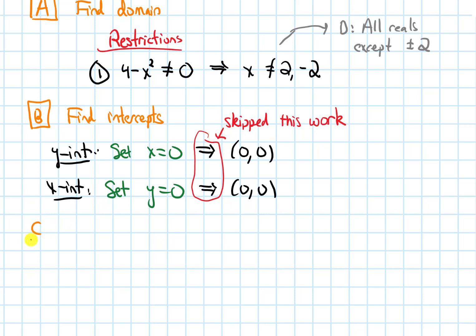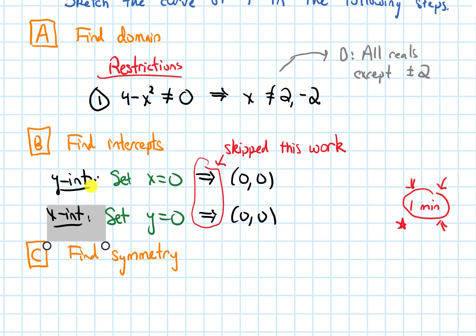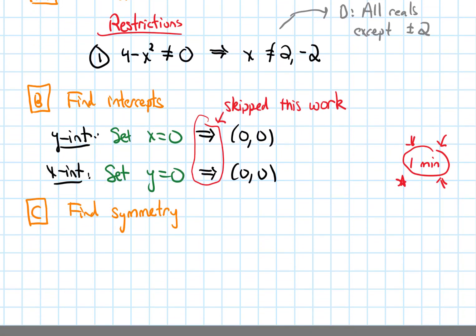Next step, C, is to find symmetry. Test to see if this is an even or an odd function, or neither. I want to give you an opportunity to try that. Pause the video for 1 minute and test this to see if it's even or odd. Pause it for a minute and test it for its symmetry. Hopefully you did that. Let's talk about it now.